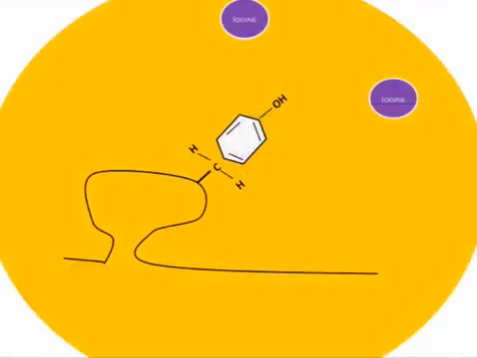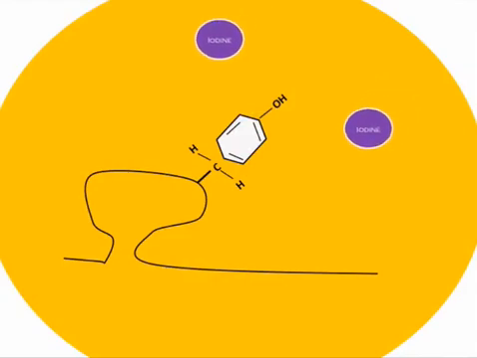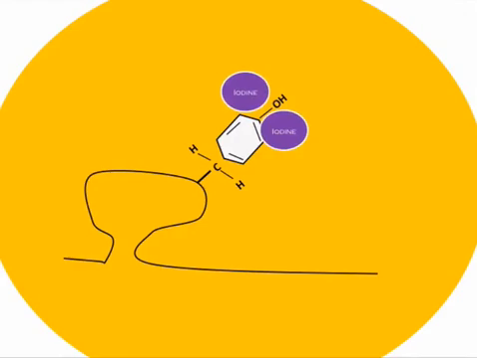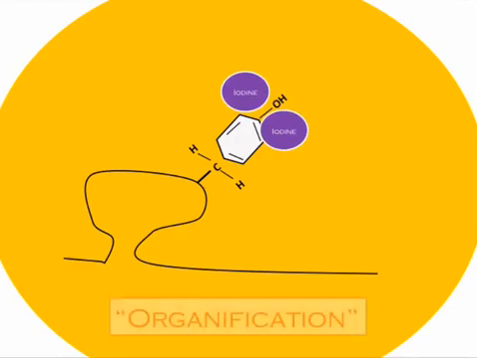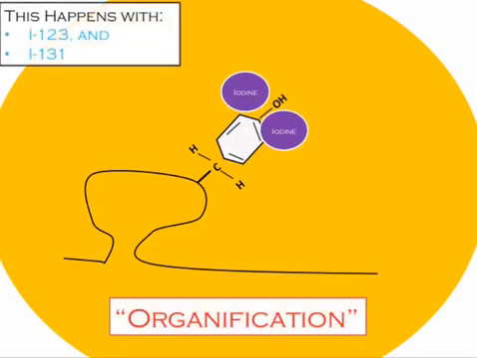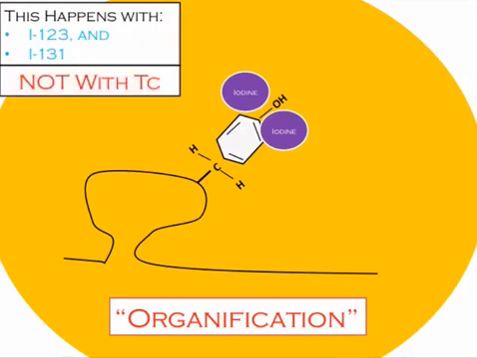Where things get different is during this organification, where you're taking iodine and you're sticking it on these molecules. That only occurs with 123 and 131. It does not occur with TEC. And the way to remember that is TEC is different. It's just sort of floating in. It doesn't belong there.